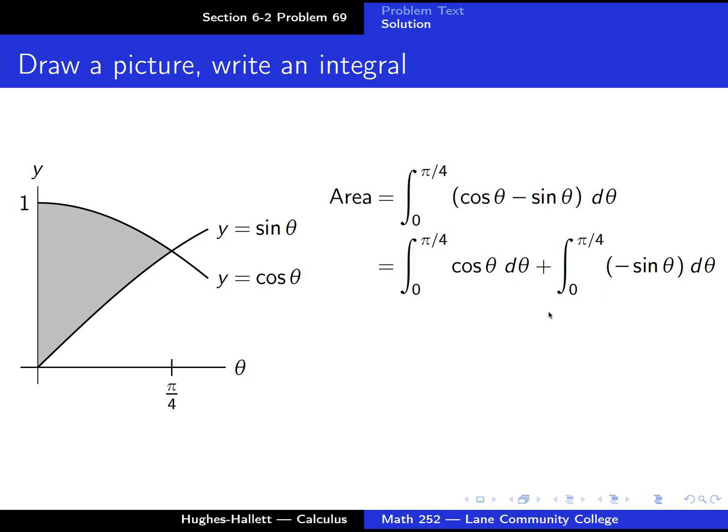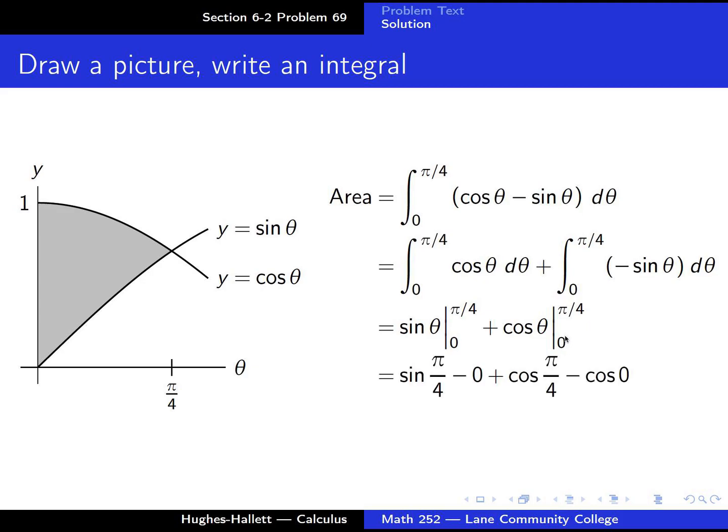I've arranged that to be fairly easy. You should know that the derivative of the sine is the cosine, which says that the sine of theta is an antiderivative for the cosine, which says that we can evaluate this definite integral by looking at the sine of theta evaluated from 0 to pi over 4. Similarly, you should know that the derivative of the cosine is the negative sine, so we can evaluate this second definite integral by looking at the cosine of theta and evaluating it from 0 to pi over 4.